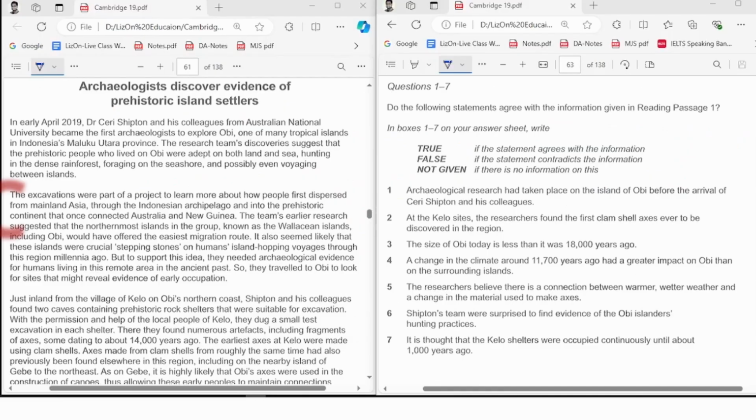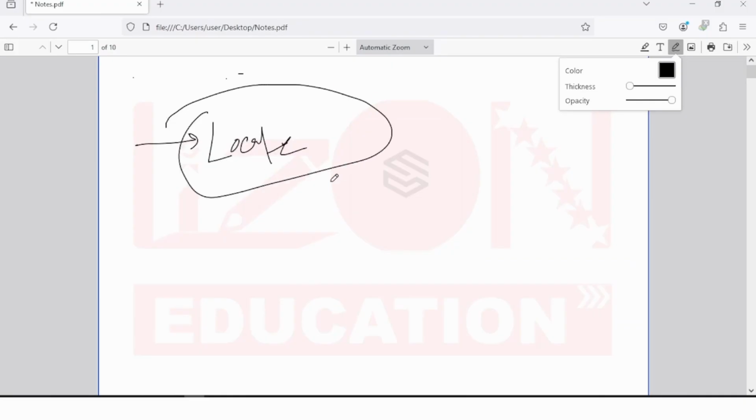Let's go and do some exercise now. This exercise has been taken from Cambridge 19, the latest book, test 3. First thing first, whenever you get a true false not given question, first and foremost you want to locate. That's your first job. Locate. Because if you don't know where to look, it will be very difficult for you to answer.